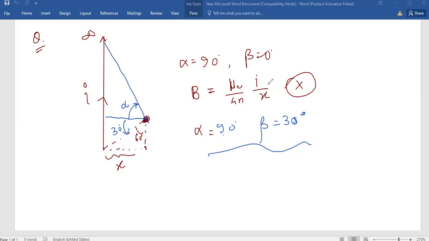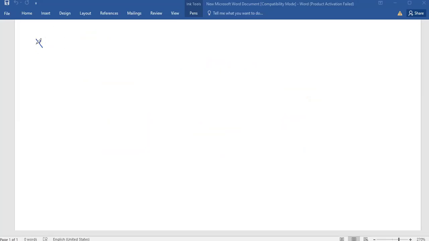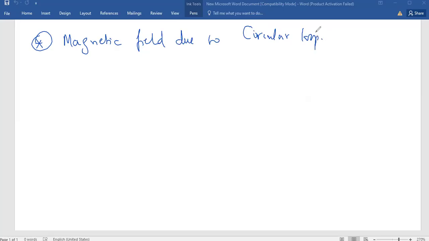Okay, just a minute. Yes, we can find out, no problem. That's okay. Now let's move to magnetic field due to circular current carrying coil. Magnetic field, these are the important ones we are looking into. Magnetic field due to circular current carrying loop.